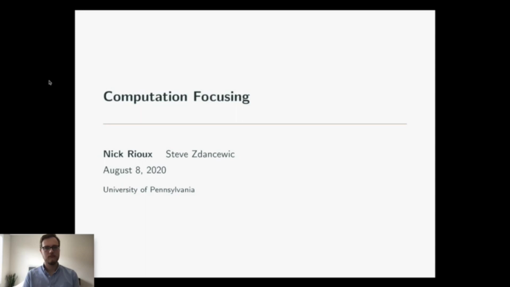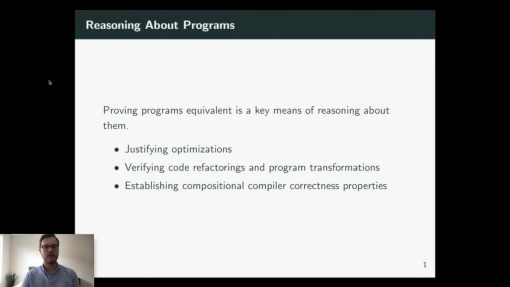My name is Nick Ryu, and this talk is for the paper called Computation Focusing by myself and my advisor, Steve Zdancewic at the University of Pennsylvania. Our paper is all about proving program equivalence. This is an important way of reasoning about them. So whether you have a compiler that performs CPS translations or just some optimizer that does function inlining, in order to justify them, you're probably going to want to be able to prove programs equivalent.